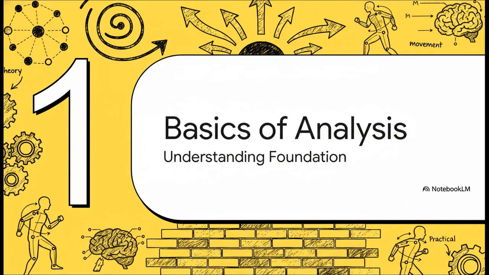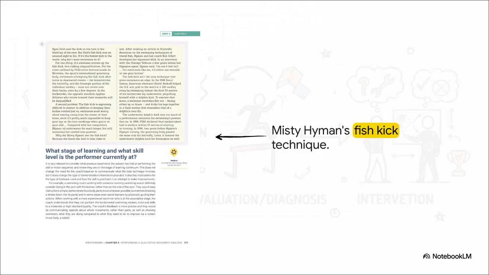Understanding the Foundation. Think about this for a second. How on earth does a highly risky, completely unconventional swimming technique like the famous fish kick actually win an Olympic gold medal against heavily favored opponents? Well, American swimmer Misty Hyman pulled exactly this off back in the 2000 Olympics. And let me tell you, it wasn't just luck. It was a calculated biomechanical advantage discovered through some seriously intense movement analysis.